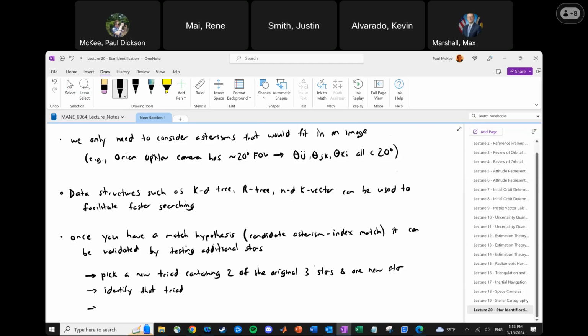And then you can ask yourself, do the duplicate stars match? Let's say you've identified stars A, B, and C, and now you're going to check stars A, B, and D. Well, A and B were in both of your triads. Do these duplicate stars have the same ID? You can check that. And this actually is part of a technique called the pyramid star ID algorithm.